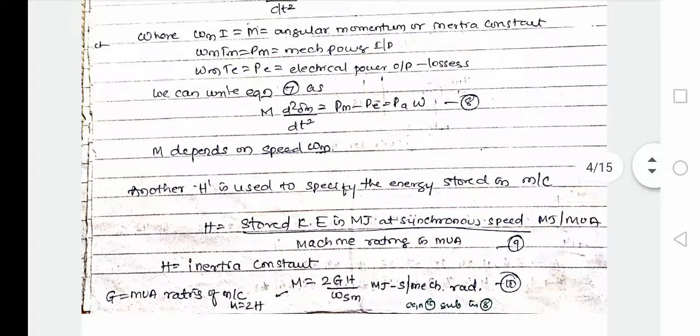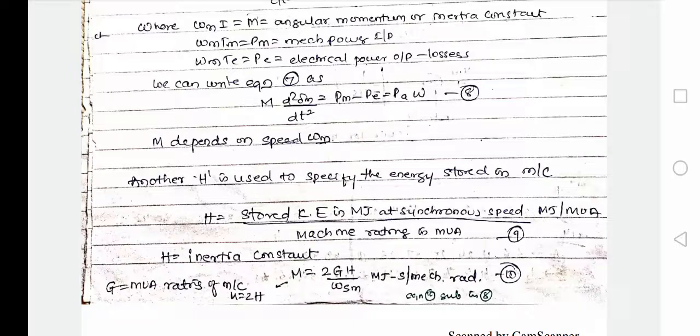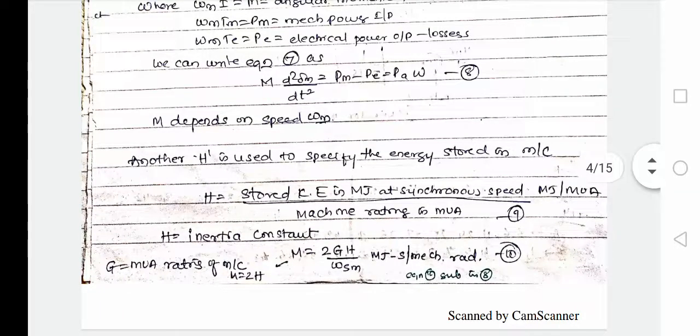And another thing is H is used to specify the energy stored in the machine. So H can be described as the stored kinetic energy in megajoules at synchronous speed divided by the machine rating in MVA. That is, the unit for that is MJ divided by MVA. Take it as equation number 9, wherein H is nothing but the inertia constant of that system, and G is termed as the MVA rating of the machine.